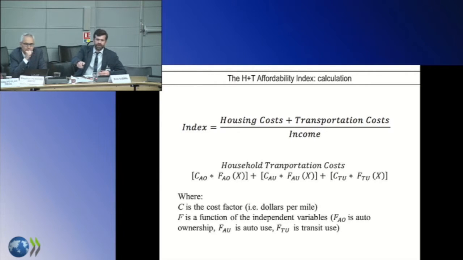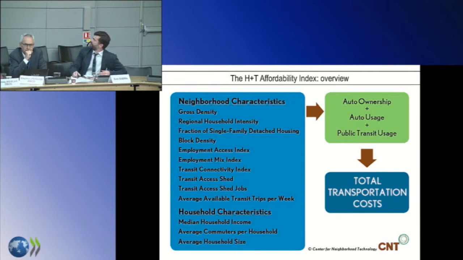To see this in another way, this is from the CNT's website. For each neighborhood, the costs are predicted based on a number of publicly available data sources, so neighborhood characteristics such as gross density, population density, that is, the intensity of households, the fraction of housing units that are single-family detached. So that's used to predict the percentage of auto ownership, auto usage, and public transit use at a neighborhood level. So this is not an individual level, but a neighborhood or metropolitan level.